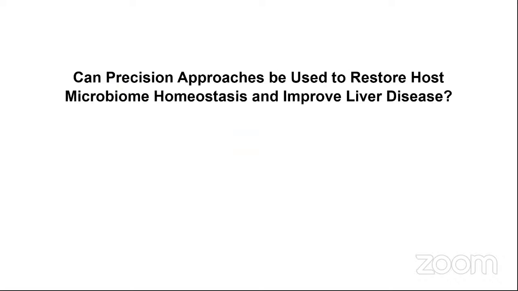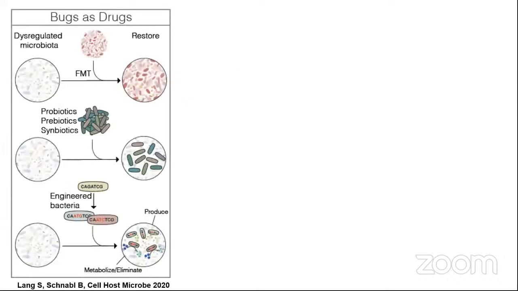In the last part of my talk, I would like to focus on precision approaches and how they can be used to restore host microbiome homeostasis to improve liver disease. So in the following, I would like to give you some examples of how we can use the gut microbiome as a target for therapy to improve alcohol-associated liver disease. And the first example is that we can use bugs as drugs.